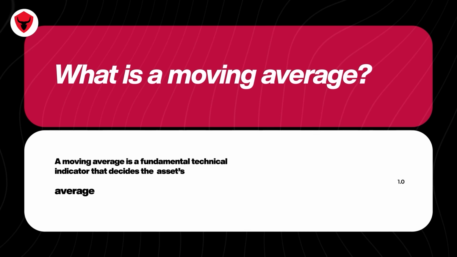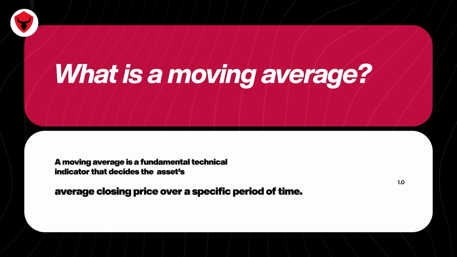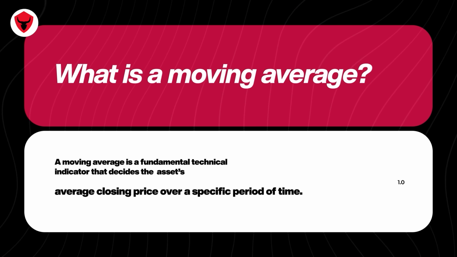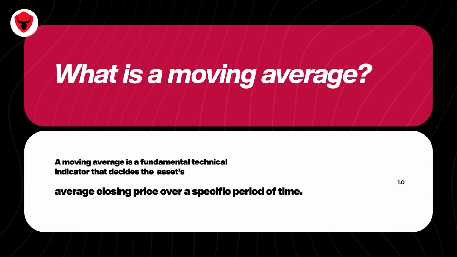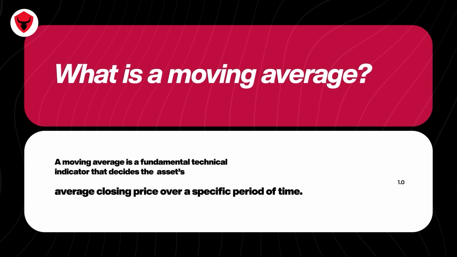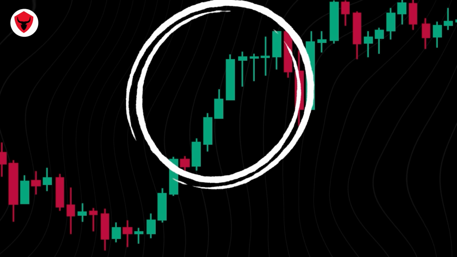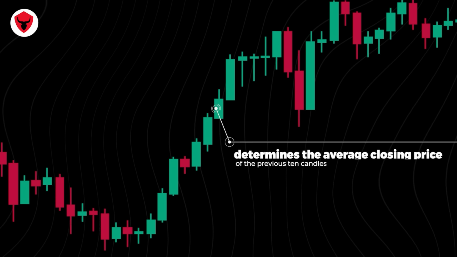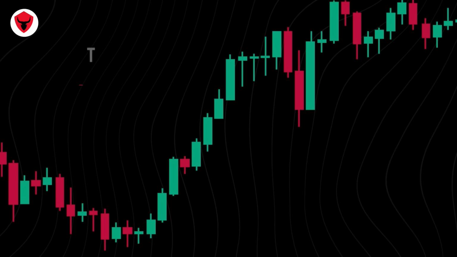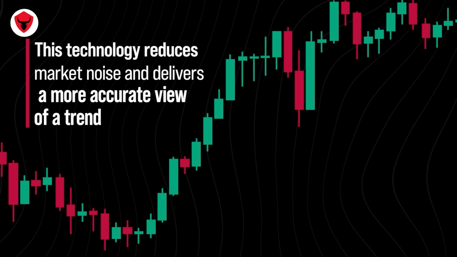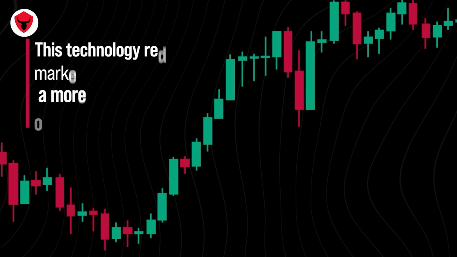What is a moving average? A moving average is a fundamental technical indicator that determines the asset's average closing price over a specific period of time. For example, a 10-period moving average determines the average closing price of the previous 10 candles. This technology reduces market noise and delivers a more accurate view of a trend.